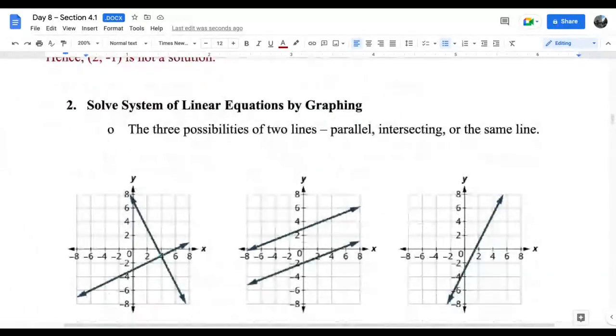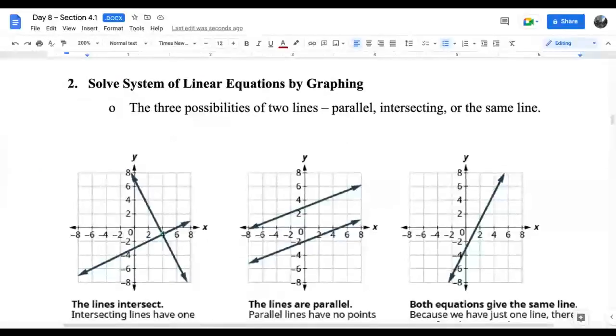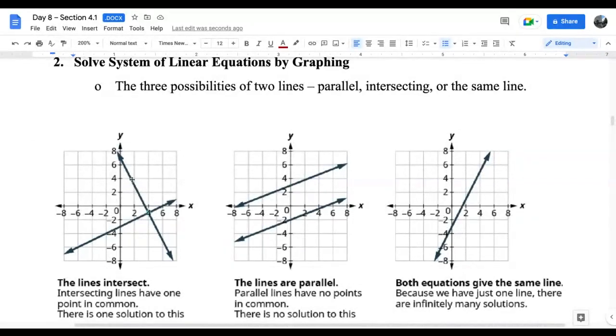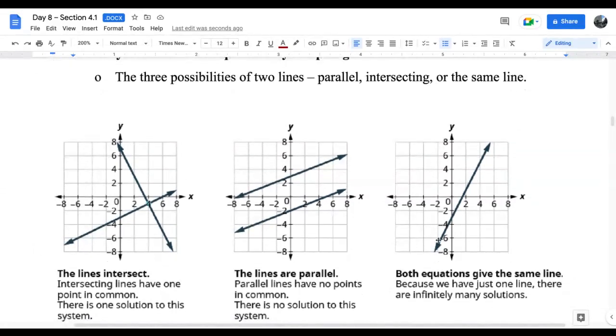Okay, the second part is by graphing. All right, let's see these three situations. So we have two lines intersecting at one point, only one solution, so one unique solution. Or we have two lines parallel. If two lines are parallel, they will never intersect, so no solution. Or the two lines just fall on each other to be the same line. That means infinitely many solutions, because the two lines meet at every point.